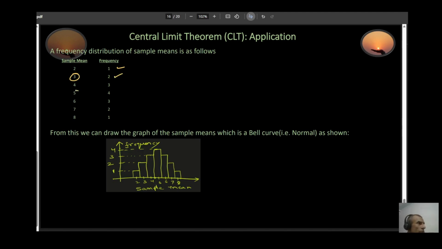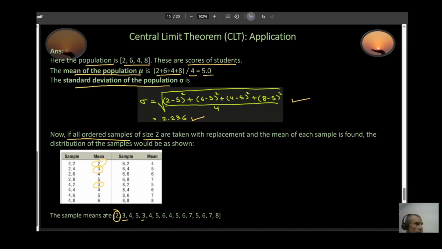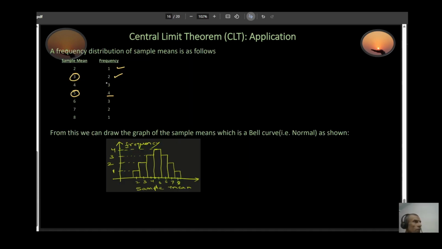Well, how many 5s you got over here? Well, it's saying 4. Let's go verify. Just come over here. You're going to see 4 5s. You're going to see 1, 2, 3, 4. 4 5s. Okay. And this is how this frequency table is created.